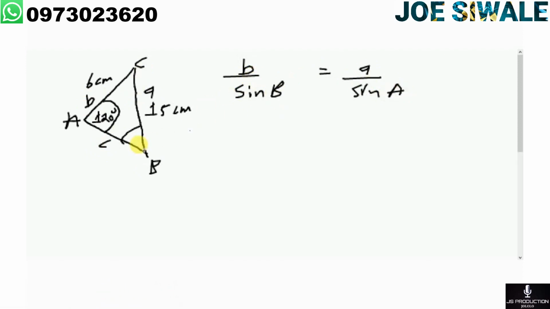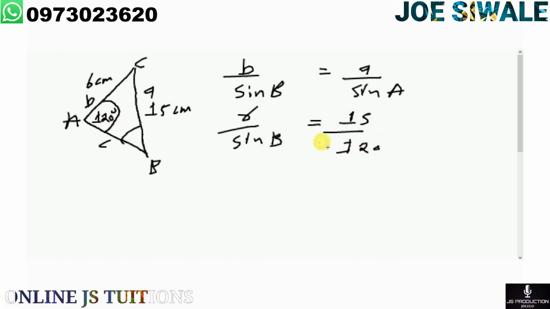b is the side which is opposite to the angle B, which is 6 centimeters. So I'm going to write 6 over sine B, the angle that I'm trying to calculate, the angle which is at B. So this will be equal to a. What's my a? My a here is 15 centimeters. So I'll write 15 divided by sine A, the angle which is at A, which is 120 degrees. So sine 120. And after that, we can cross multiply.